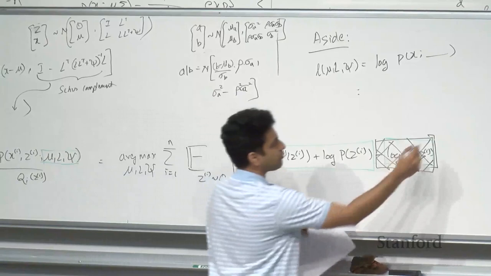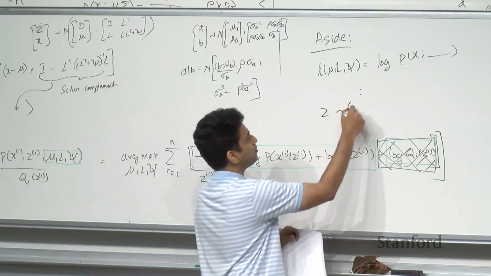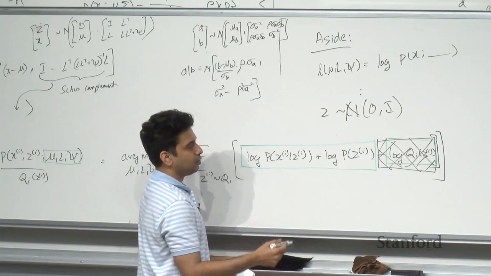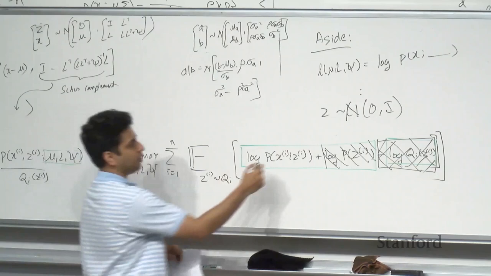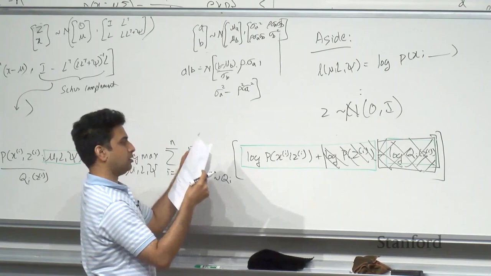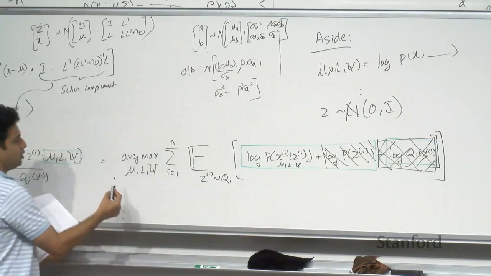Specifically in the case of factor analysis, we make yet another observation that log p of z also has no parameters, because we assumed z comes from a normal distribution of 0, I. That also had no parameters, right? So in the case of factor analysis, we gain this additional cancellation of p of z as well. So now all we are left with is x given z. So what was x given z? X given z had a normal, and this does have mu, L, and psi. It has all three of them, right? So we basically need to perform argmax of this term with respect to mu, L, and psi.